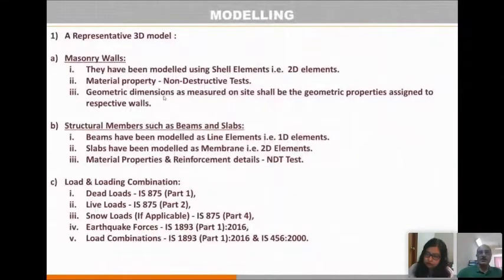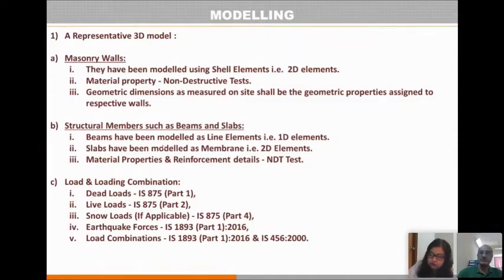So, consequent upon completion of these activities at site, you need to carry out the three-dimensional analysis. For this purpose, the modeling can be done for the masonry by using shell elements, taking 2D elements. There are various softwares available. Material properties should be taken either from the drawing or from the site investigation. The geometrical dimensions should be as required or as per the measurement at the site.